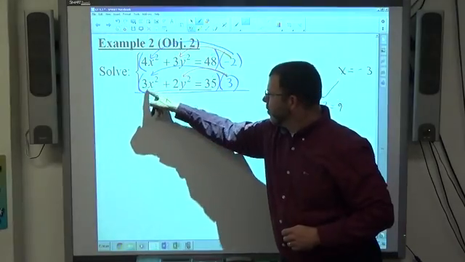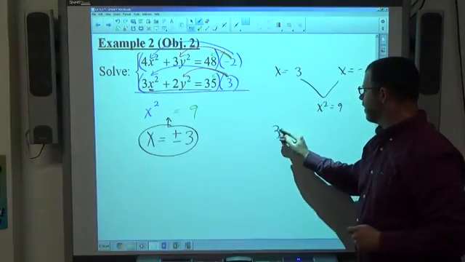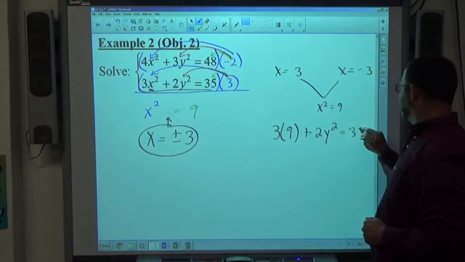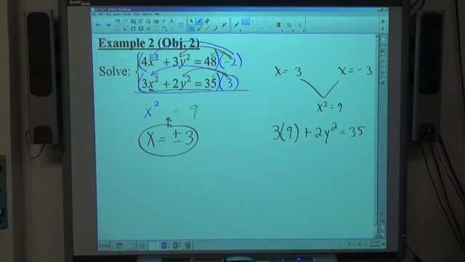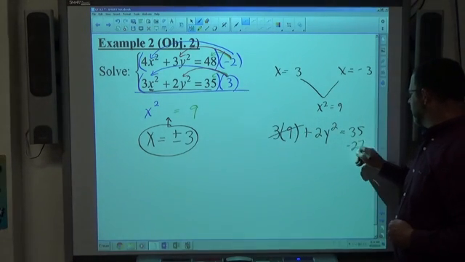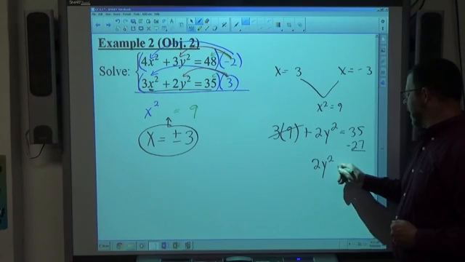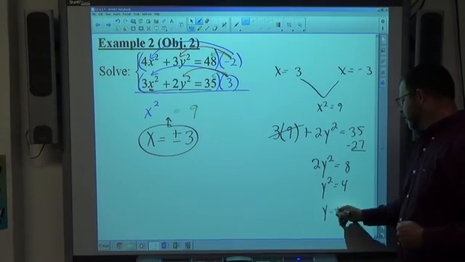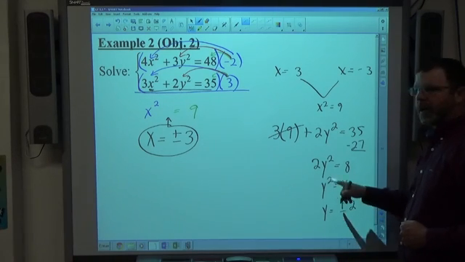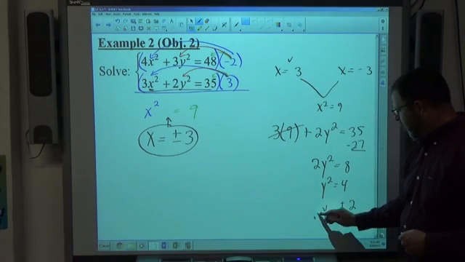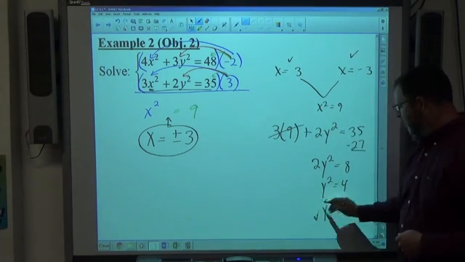I'm going right here. This is where I'm replacing. So 3 times x squared, which is 9, plus 2 times y squared, which we haven't figured out yet, is equal to 35. 3 times 9 is 27. If I move that to the other side, minus 27, I get 2y squared is equal to 8, which means y squared must equal 4, which means y must equal plus or minus 2. Once again, letter squared equals number, letter equals plus or minus square root of that number. This answer for x leads to both of these answers for y.